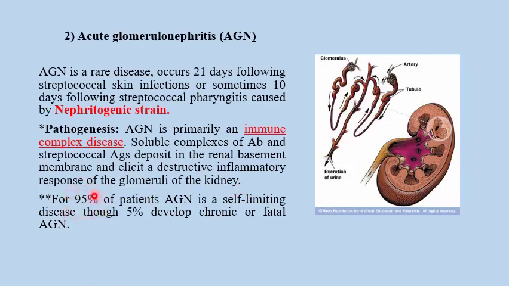95% of the patients caused by this acute glomerulonephritis بيحصل لهم recovery by self-limiting يعني it is a self-limiting disease وبيحصل recovery alone من غير أي علاج without any treatment. ولكن 5% develop chronic or even fatal acute glomerulonephritis.